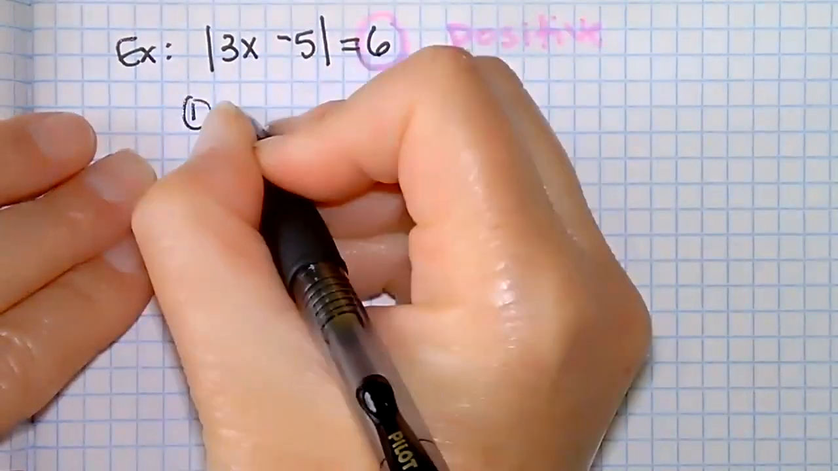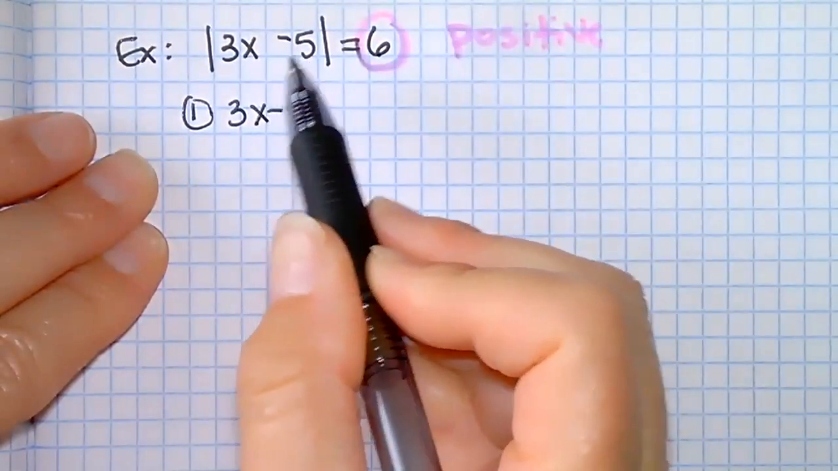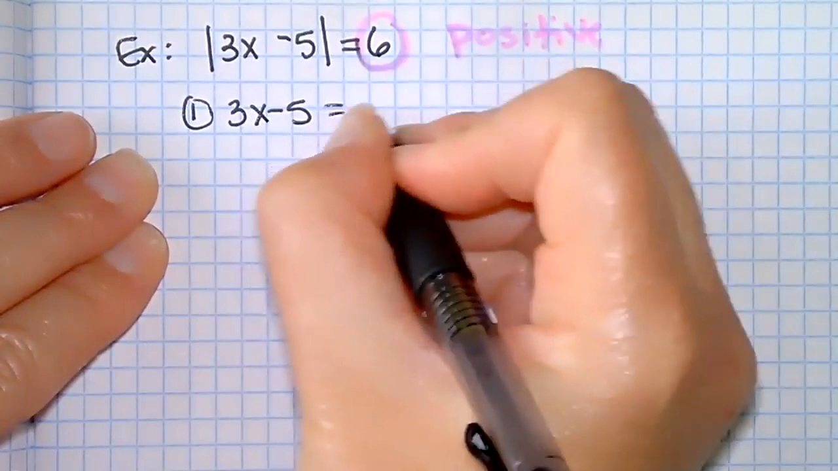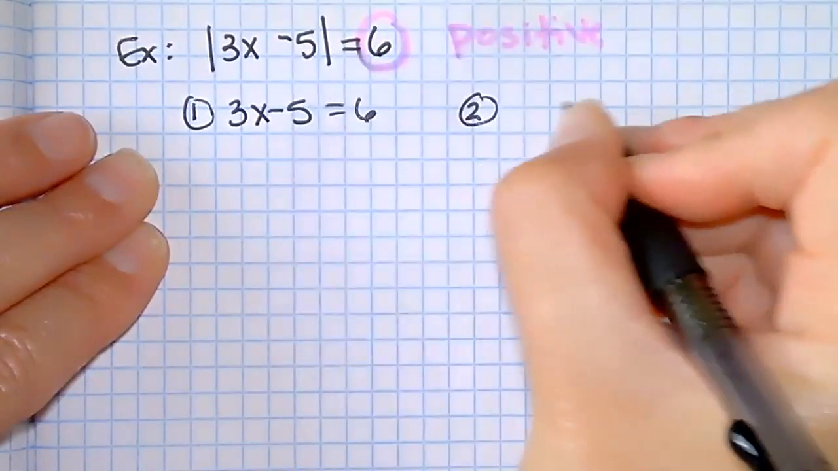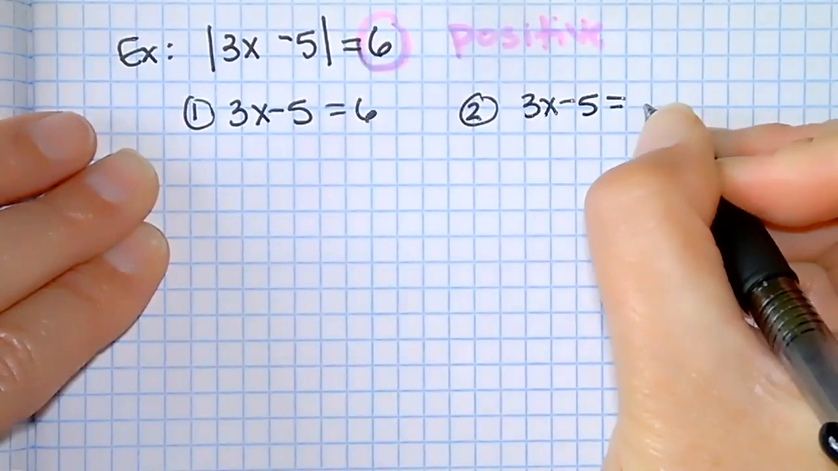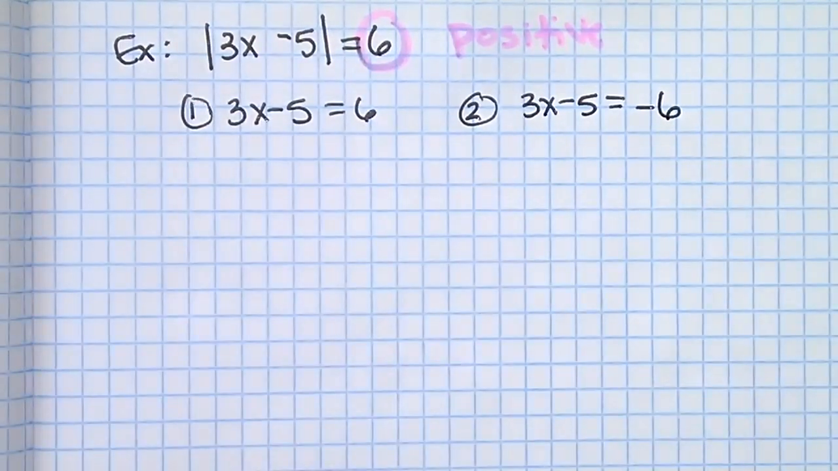So your first equation is going to be 3x minus 5, because that's what's inside my absolute value. I never make anything change this. It's going to stay, is equal to 6. My second equation, again, I'm going to take what's inside my absolute value, 3x minus 5. And this time, that 3x minus 5 could have been a negative 6, and we work these two out.